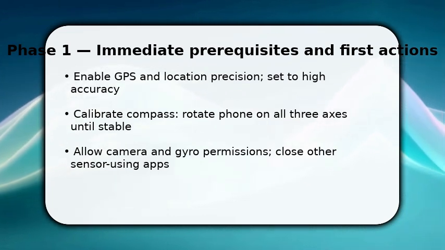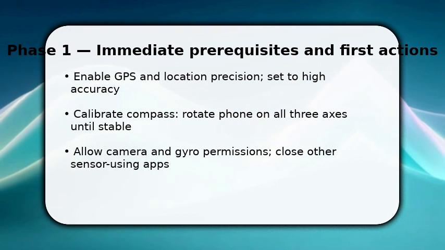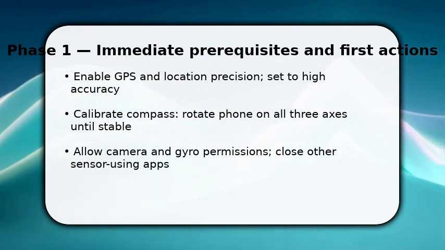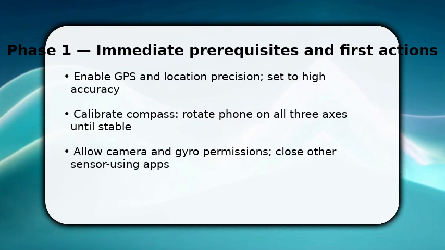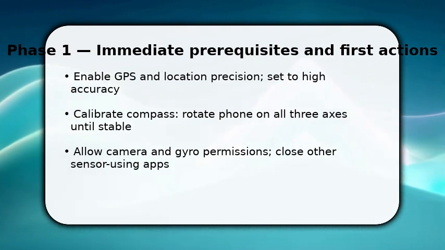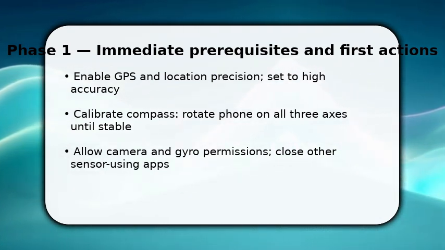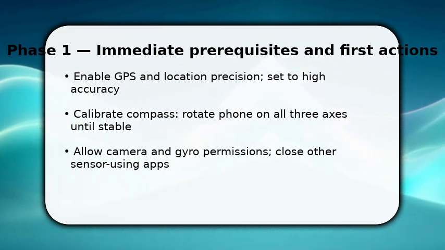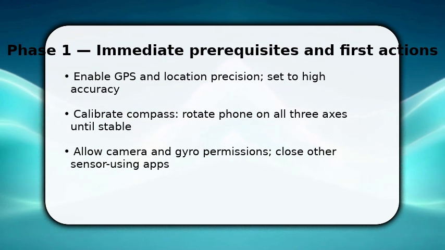Next, calibrate the compass by rotating the device on 3 axes until readings settle. Once done, launch the star tracker and tap Start. The app will begin capturing sky images and matching patterns. Make sure to face an unobstructed sky, because buildings and lights will confuse initial solves.